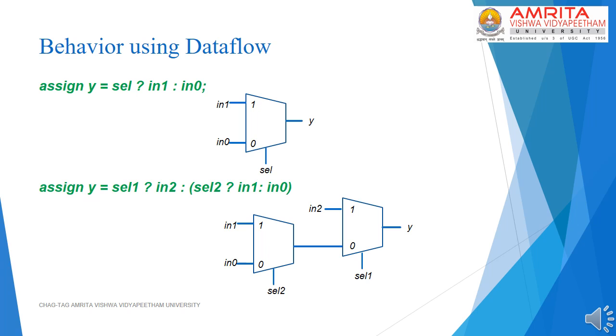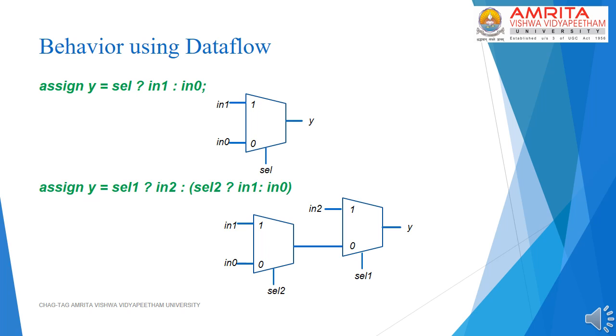Here we illustrate how Dataflow modeling styles can be used to model systems at the behavioral level. There are some very limited provisions for modeling conditional behavior using Dataflow statements, as the first example illustrates. So here we have used a conditional statement using Dataflow modeling for modeling a 2-input mux, a 2-input multiplexer.